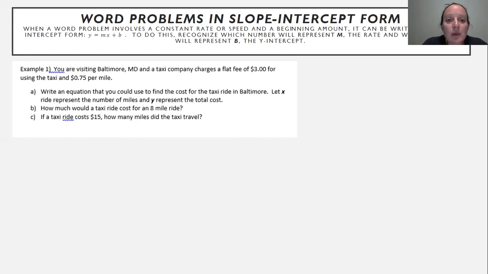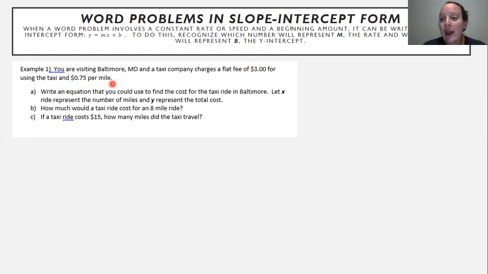You are visiting Baltimore, Maryland, and a taxi company charges you a flat fee of $3. Okay, so that means if you got in the taxi and went nowhere, you'd still owe them $3. Then, that's this guy right here. That's that $3. Then you have to pay 75 cents per mile. So those two numbers represent m and b. You have to decide which one is m and which is b.